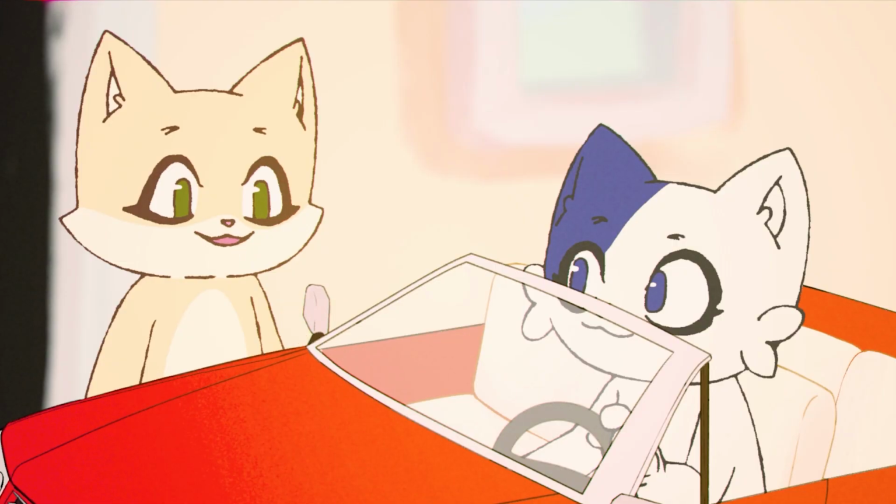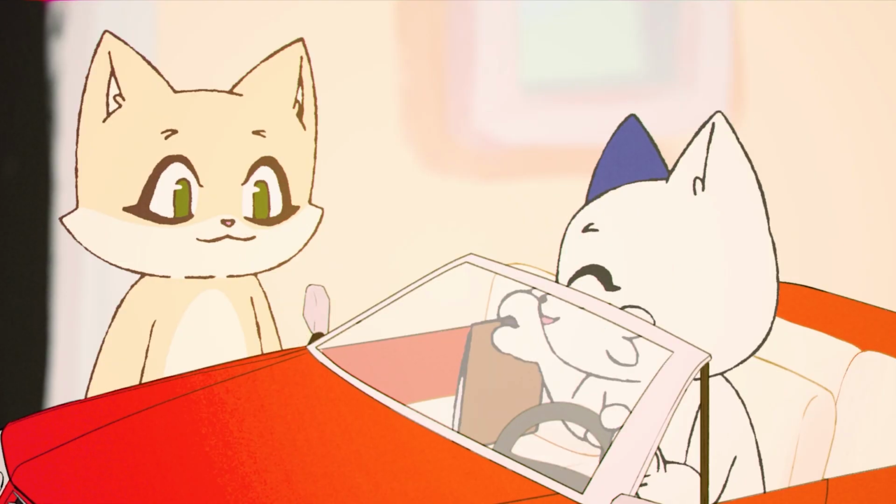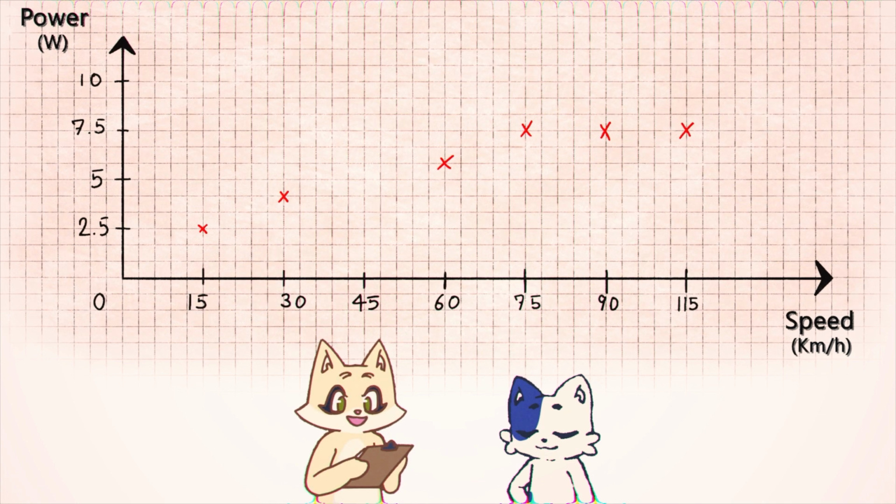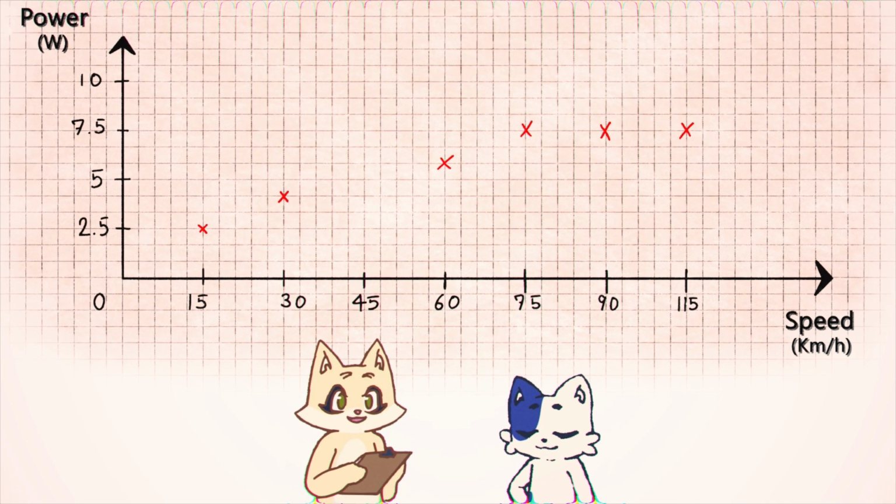Hey, what are you doing? I am calibrating this electric car so I know which power setting goes with which speed. I measure the speed and power and then put a mark on the graph as follows. That looks great. But what if you want an intermediate speed, not represented by your crosses? For example, 45 kilometers per hour.